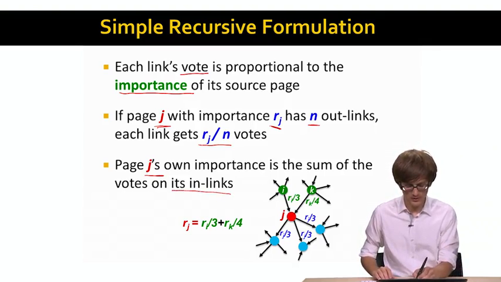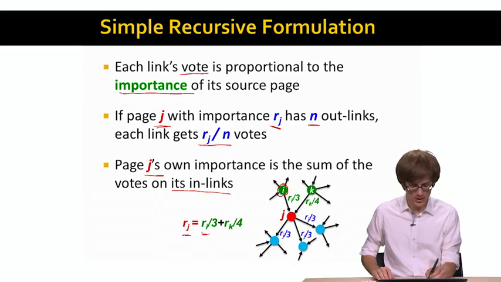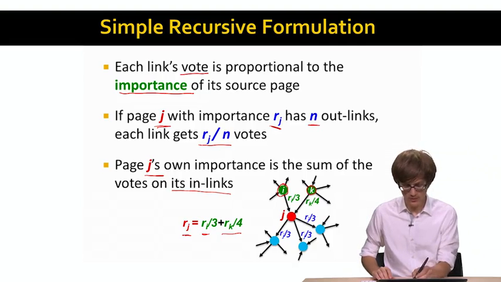So if we look at the simple graph here at the bottom, the idea is that the importance r_j of web page j is simply the importance of page i, the green page, divided by 3, because page i has 3 outlinks, plus the importance of page k divided by 4, because page k has 4 outlinks: 1, 2, 3, and 4.